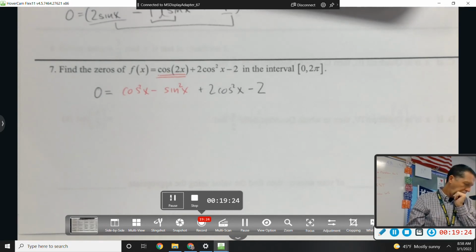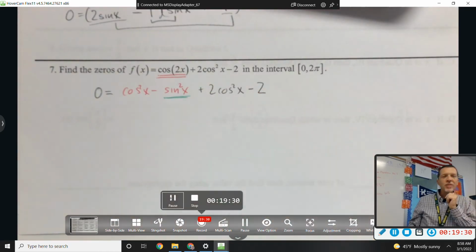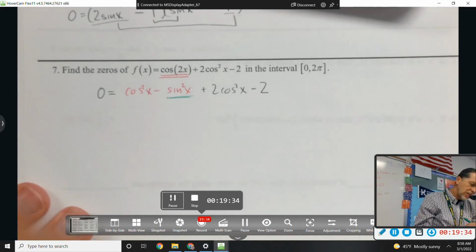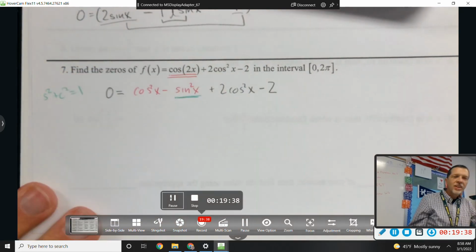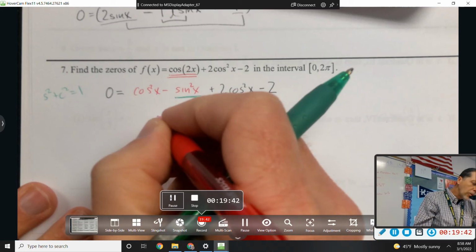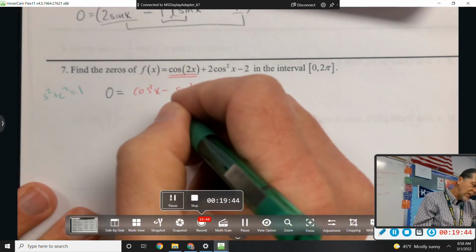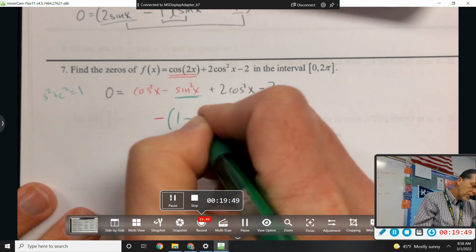Which one do you... Well, I think I know which one I want to switch. The sine, because there's only one of them. So sine squared is equal to... Right, we just did this, sort of. Sine squared is 1 minus cosine squared. Careful with that minus sign out front. It needs to go to everybody.